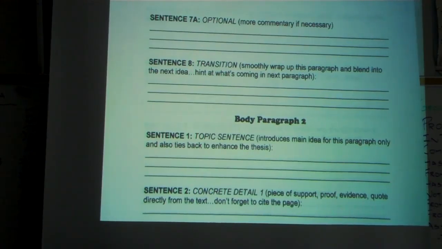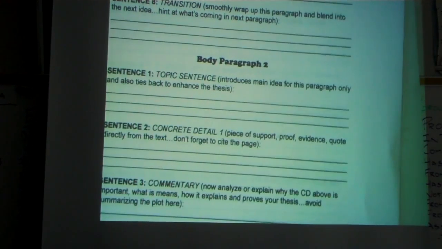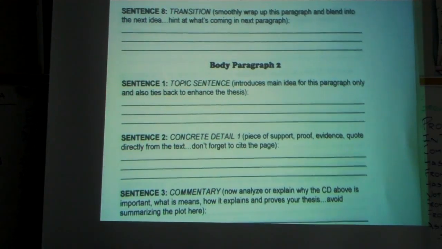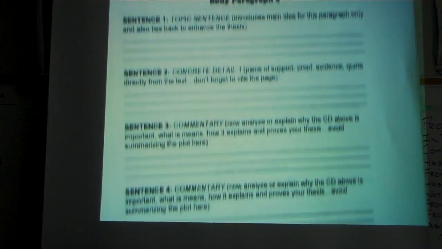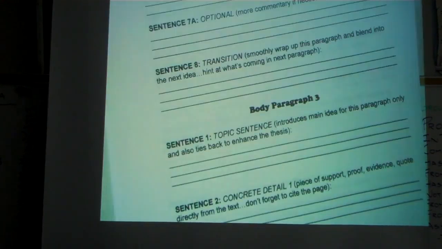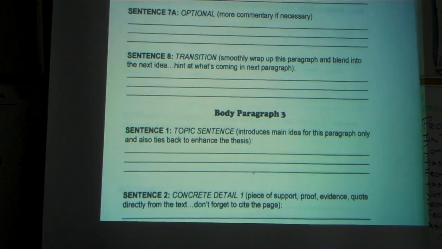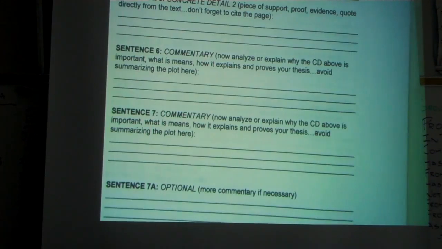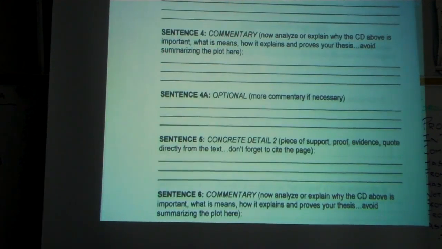Now, this handout has spaces for each one of the body paragraphs, but the format for the body paragraphs on these is exactly the same as it was for the first body paragraph. So body paragraph 2, copy the same format that you just did for body paragraph 1. Same deal applies for body paragraph 3. On body paragraph 3, we're going to start with the topic sentence, move on to a concrete detail, then move on to 2 commentary sentences with a possible 3rd commentary, then a 2nd concrete detail, 2 more commentaries with a possible 3rd commentary.